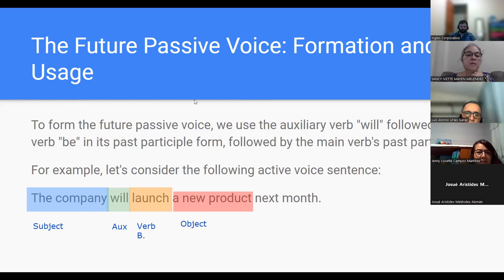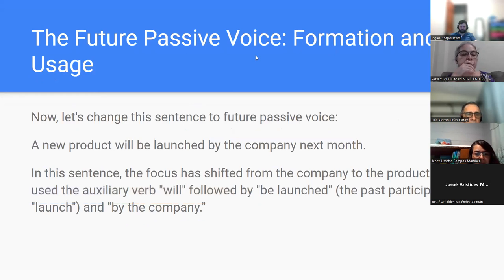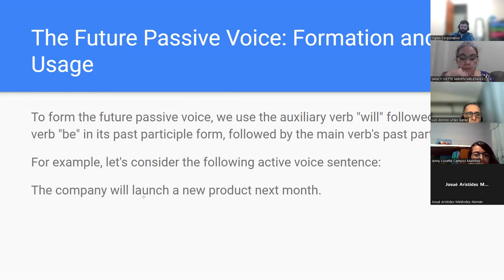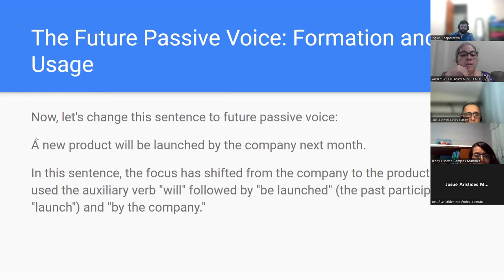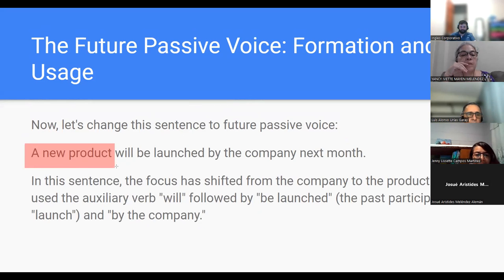Because what happens when we turn this into passive voice? Remember, the company will launch a new product next month. A new product, and then we have the auxiliary will. And then we have the verb be, there you go.